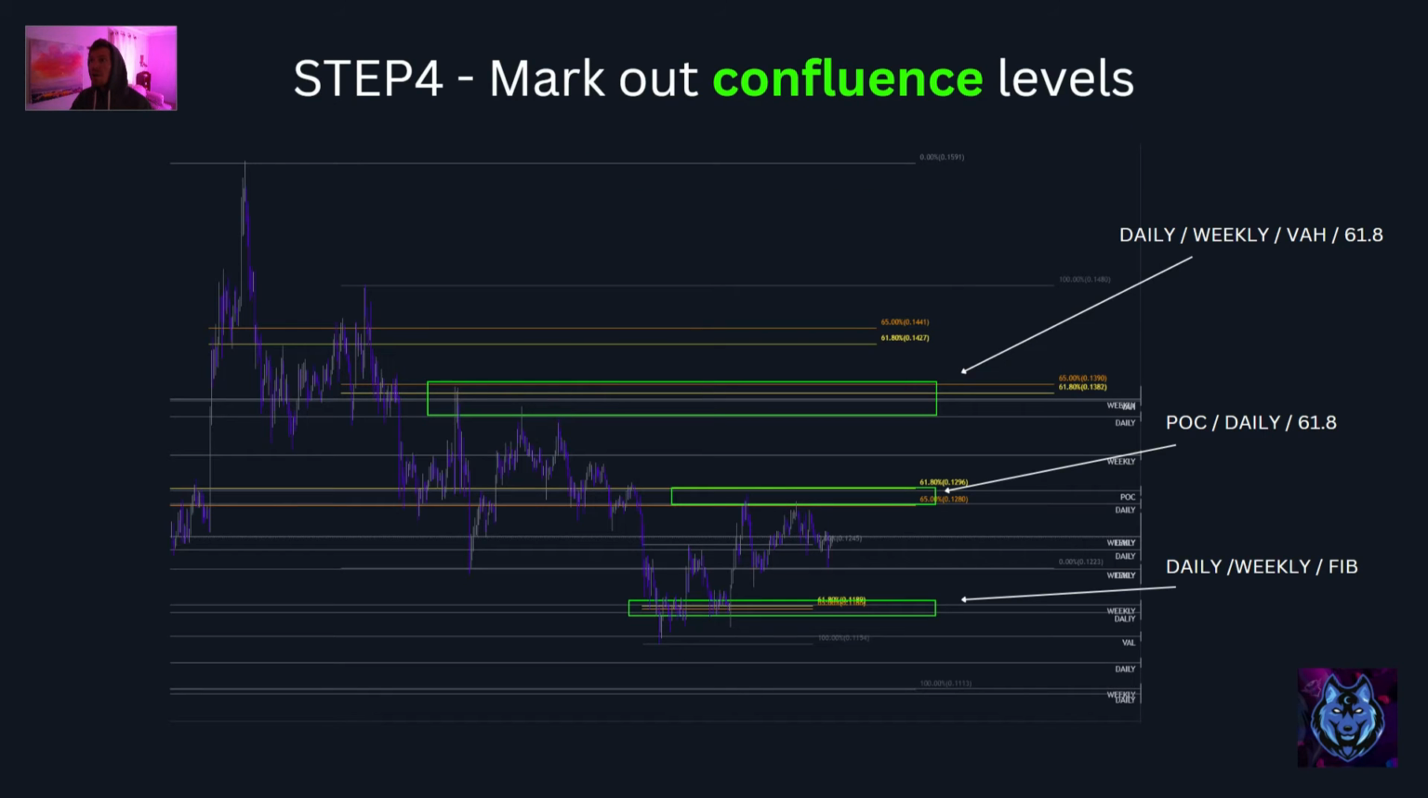Step number 4, mark out these confluence levels. So once we add all the levels on the chart, we're going to find the areas that overlap the most. Like over here, we've got a daily, a weekly, a value area high, and a 6.8. So we mark that level out. Here we've got a point of control, a daily, a 618. So we mark that area out. Here we've got a daily, a weekly, and a fib. So we mark that area out.